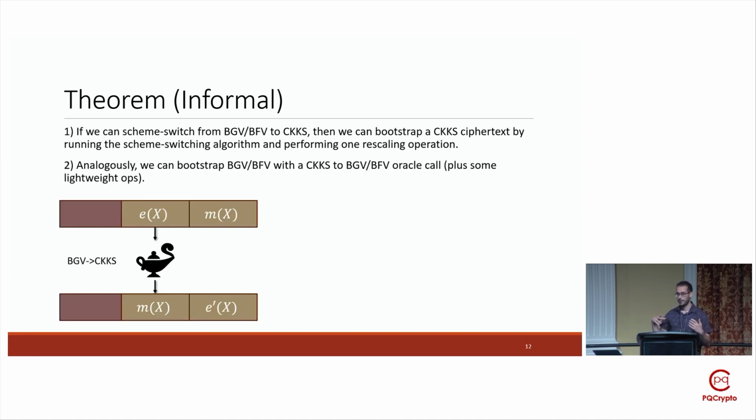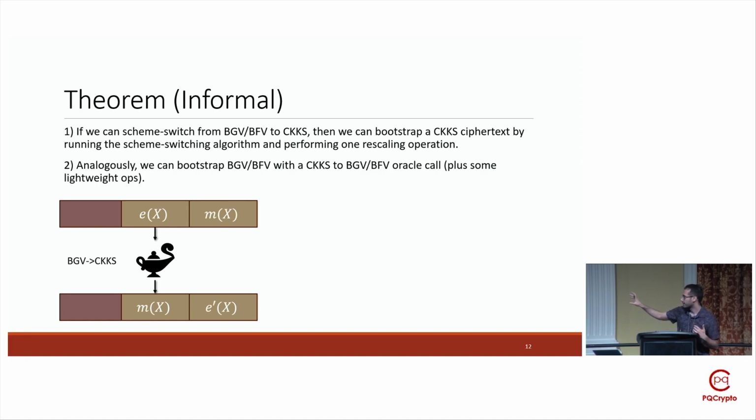OK. So in the paper, we show both directions. We show that if you can go from CKKS to BGV, then you can bootstrap in BGV efficiently. And the other way around, you can bootstrap in CKKS efficiently. But this picture is important, right? So for the first direction, we have an input, a BGV ciphertext. We want to switch it efficiently to a CKKS ciphertext.